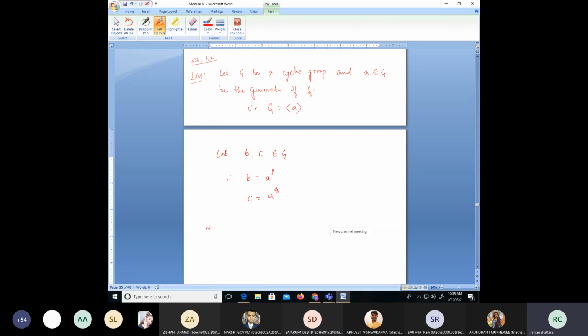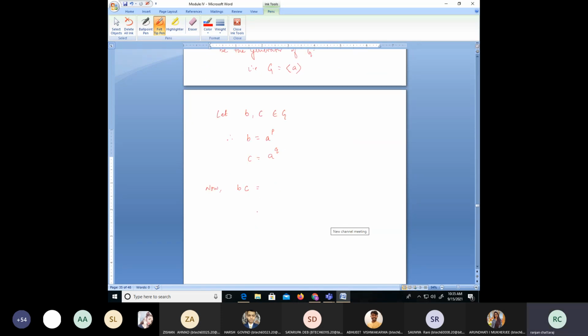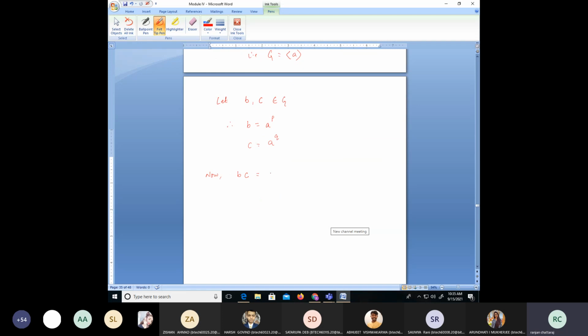Yes, sir. So now what we have to prove is that BC equals CB. That means we should write B asterisk C here. So this is A to the power P into A raised to the power Q. That is equal to A raised to the power P plus Q, which is equal to A raised to the power Q plus P. That is equal to A raised to the power Q into A raised to the power P, which is C into B.